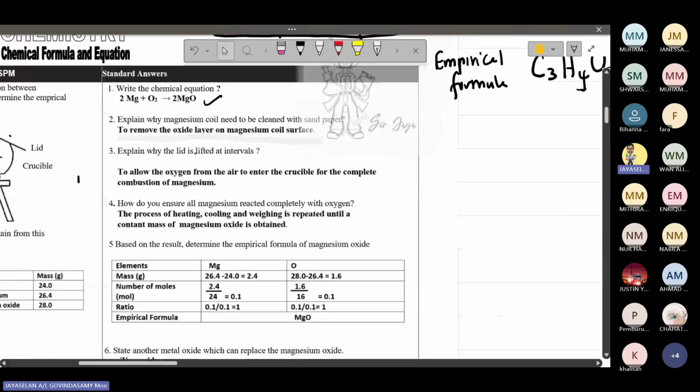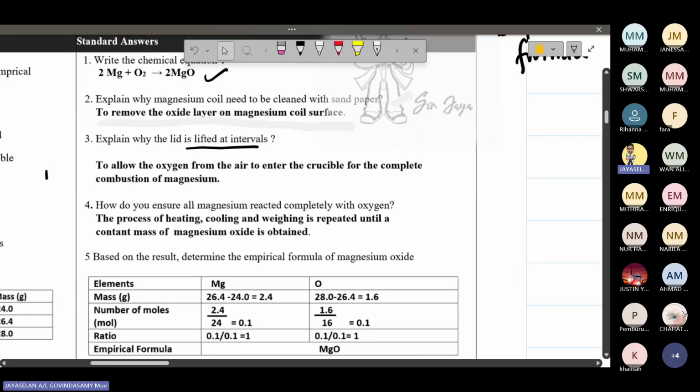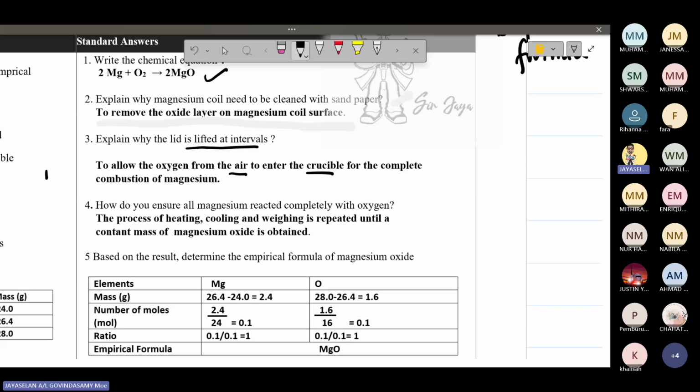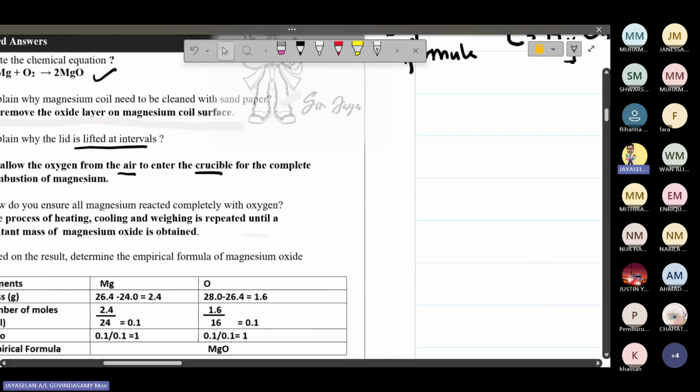Why must the lid be opened every interval of time? To allow oxygen from the air or from the environment to enter inside the crucible for complete combustion of magnesium, or to react. You just no need to write this completely. Just put what? To react with magnesium. Ingat, kena ingat. Faham? Any question? This is safety precaution number 3.